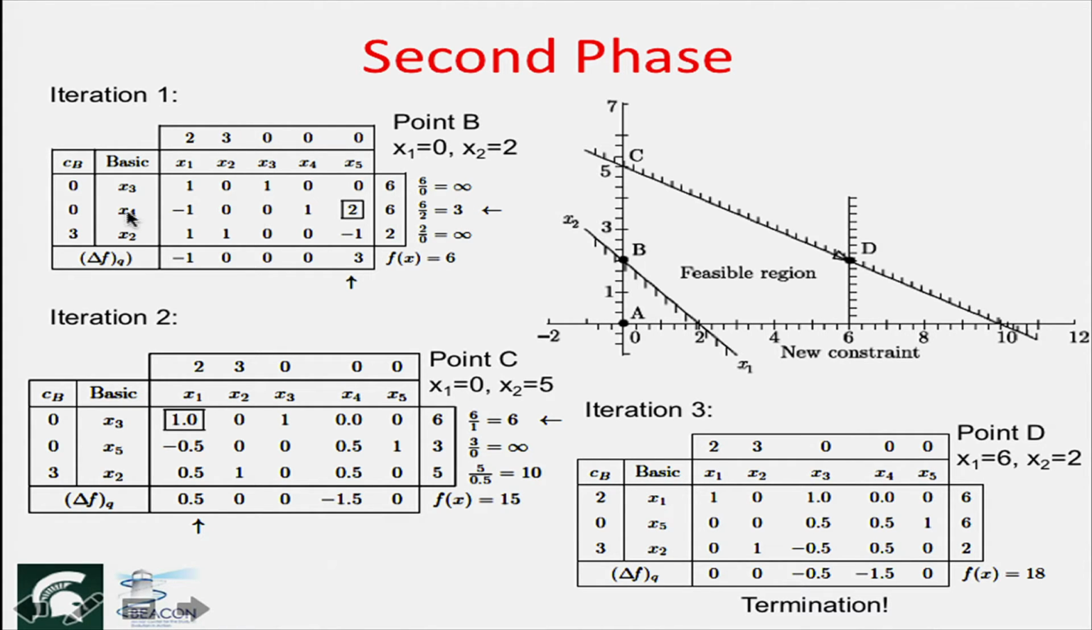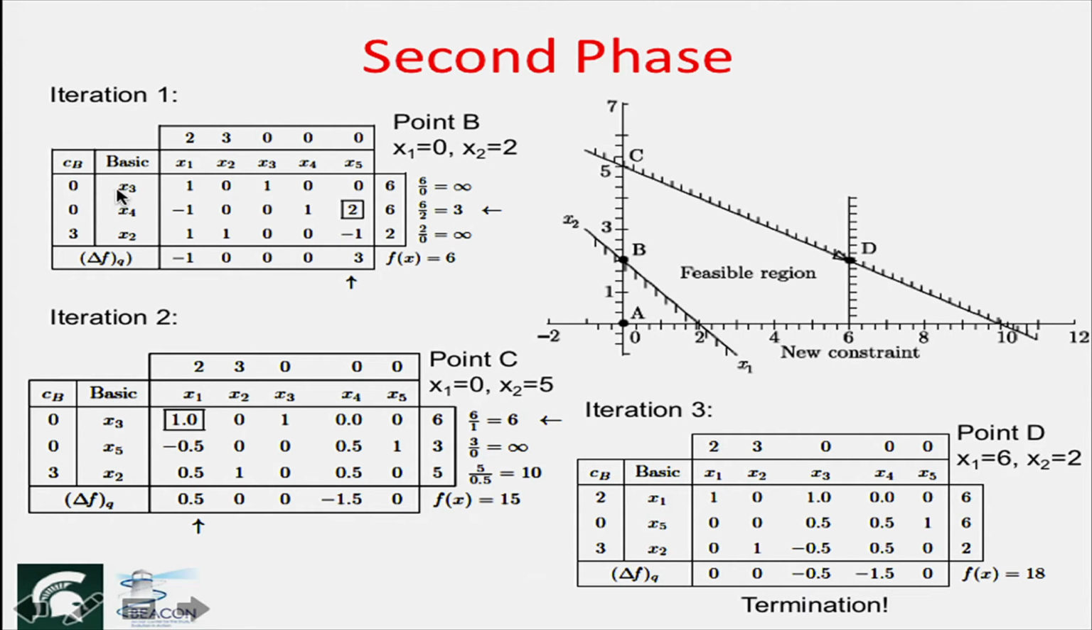I see this x4 has to be replaced with x5. So it goes over there, and I still see that this is 0.5. So I do one more time, and now I see everything is negative or 0, so I have terminated. If you look at what's happening in this plot, which point is this? What is x1 and x2?